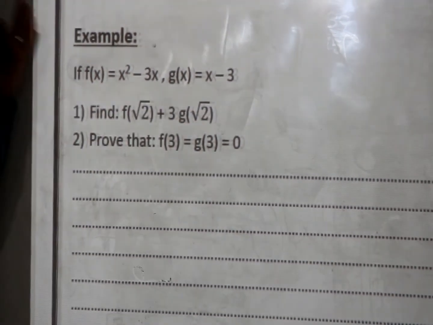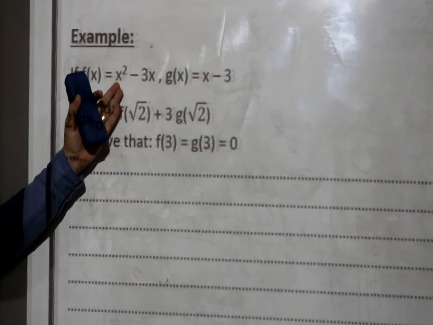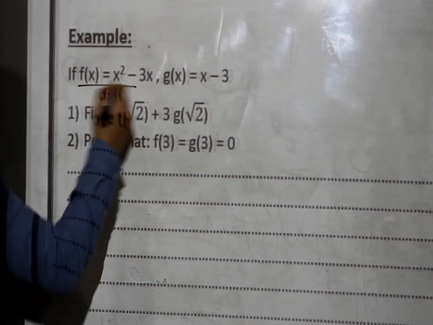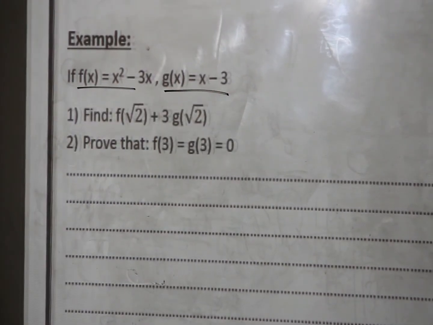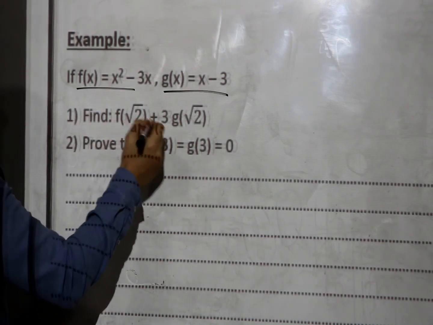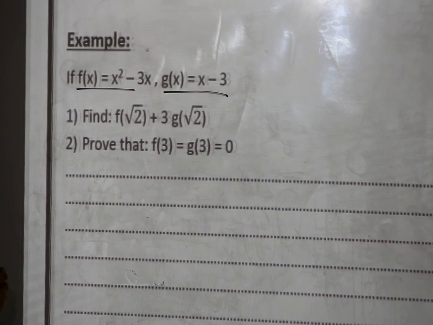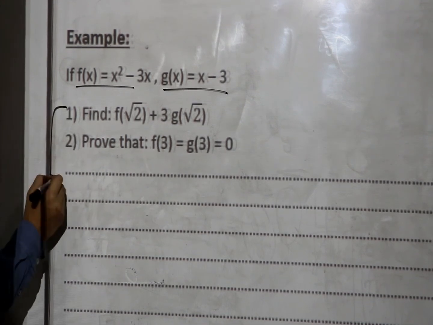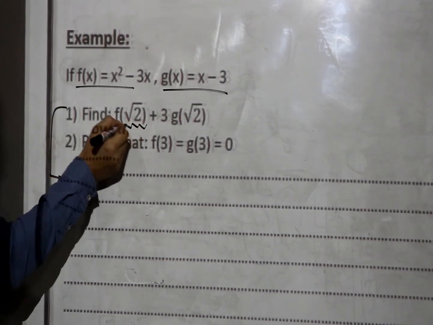Finally, we have an example. If f of x equals x power 2 minus 3x, and we have another function g of x equals x minus 3, find f of root 2 plus 3 multiplied by g of root 2. Okay, example number 1.